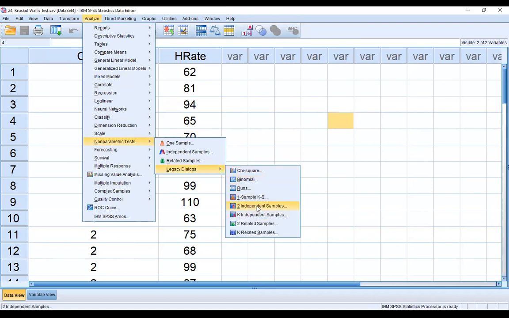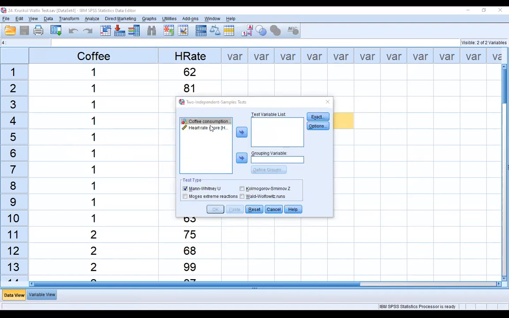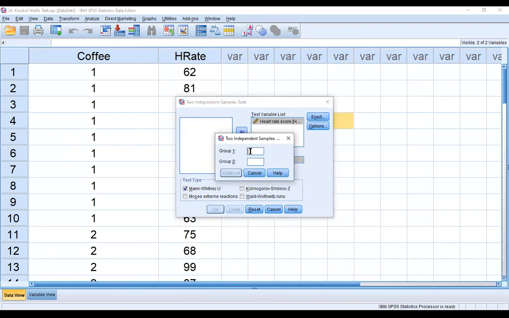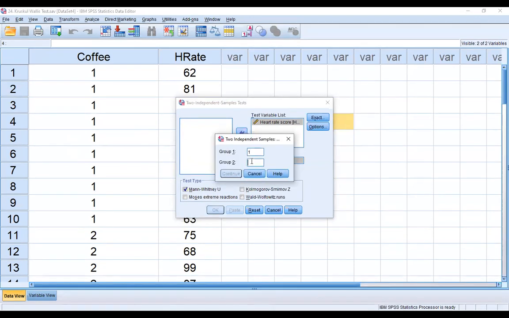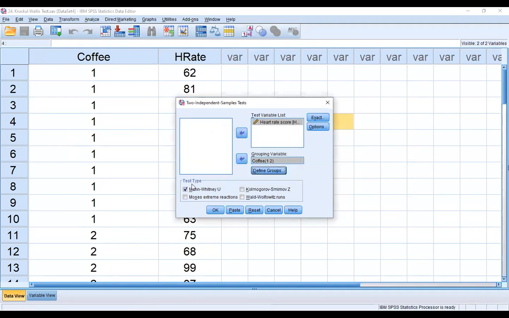The Mann-Whitney means 2 independent samples. Coffee consumption, heart rate score, I am transferring to the test variable list. Coffee consumption in the grouping variable and define groups. There are 2: 1 means no cup coffee, and second I am comparing 1 cup coffee. That is 2. Okay, 1 and 2, and then continue. And this is Mann-Whitney.